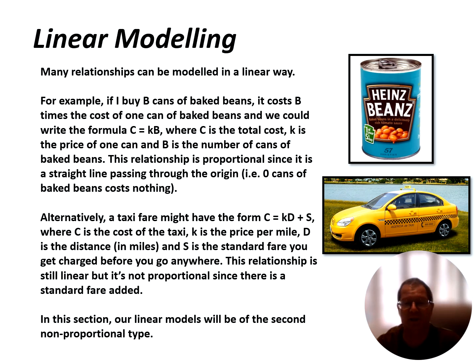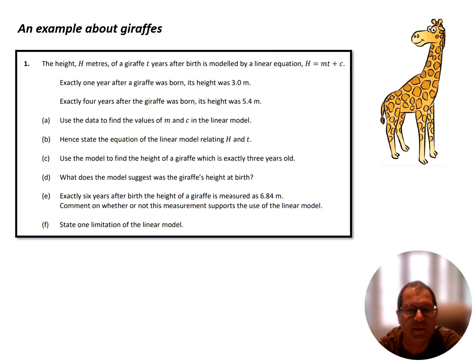In this section, our linear models will be of the second non-proportional type. In this video, we're going to be looking at two examples, one about giraffes and one about the 100 meters world record. So here's the first one about giraffes.